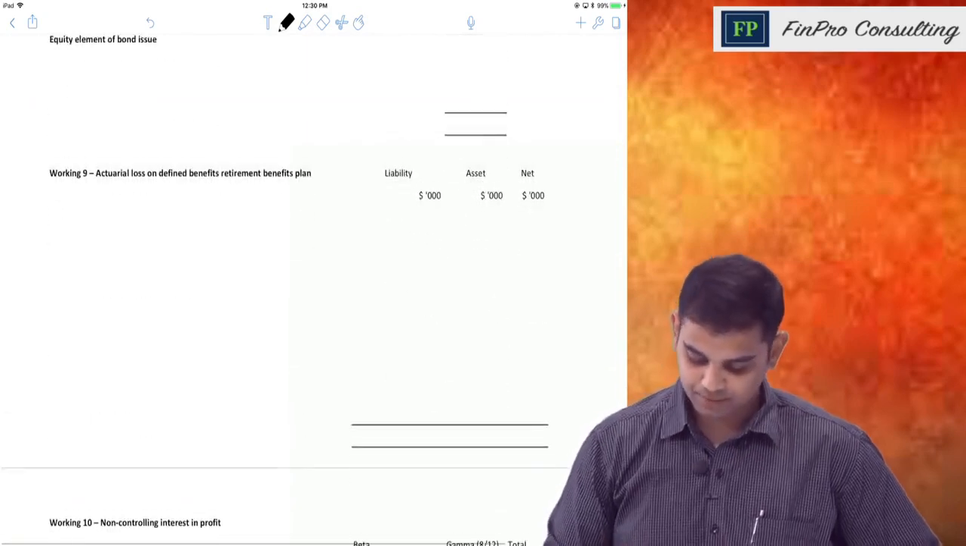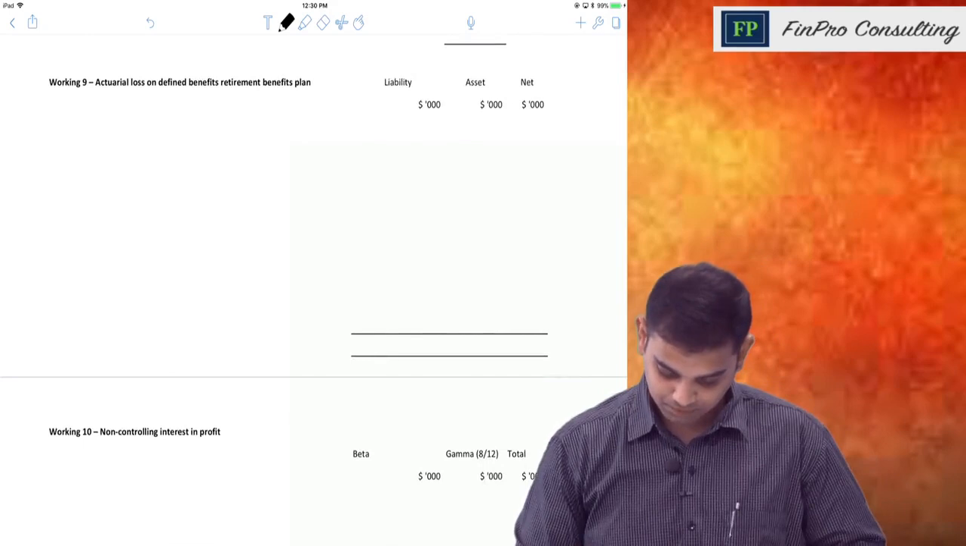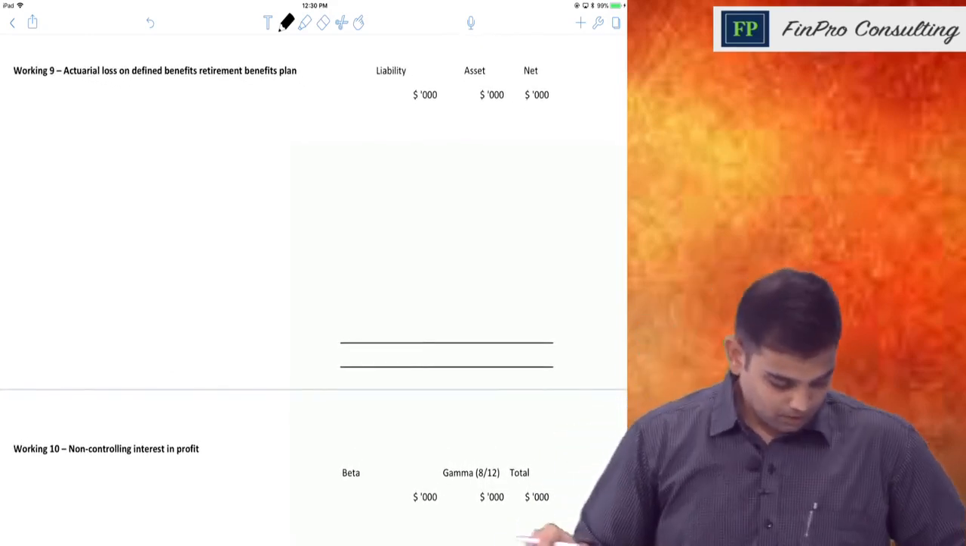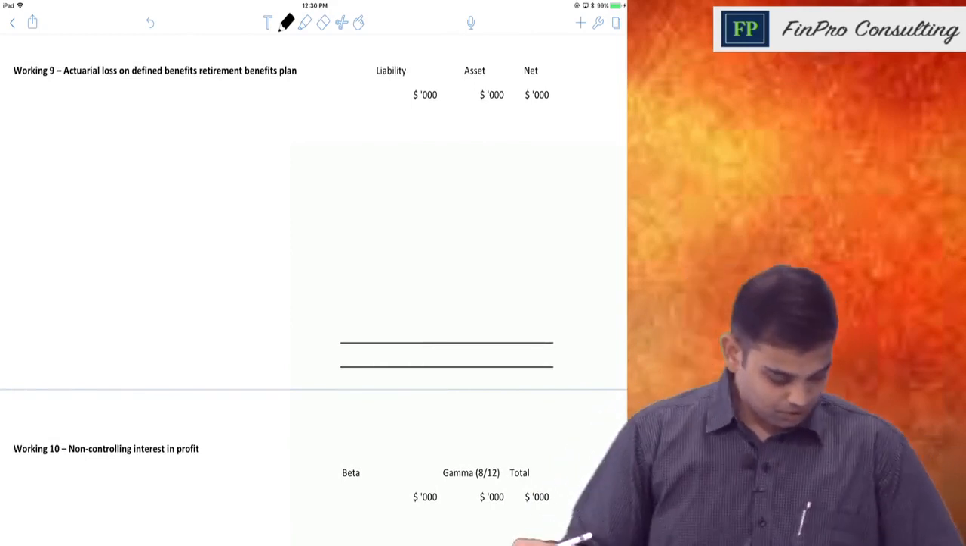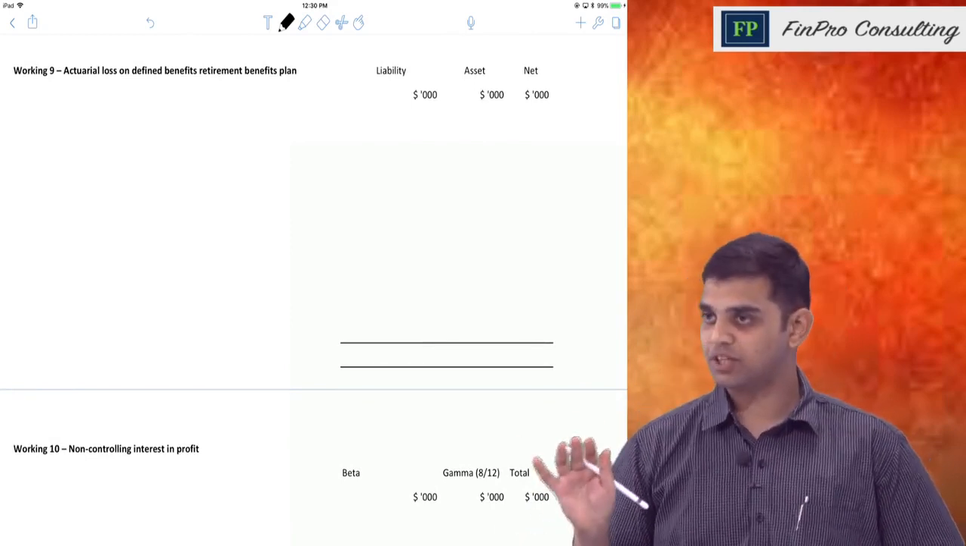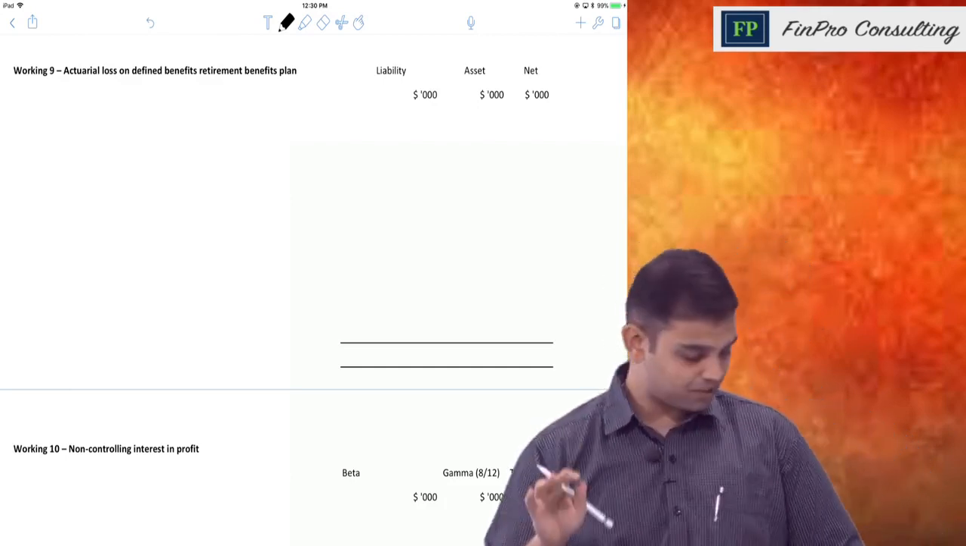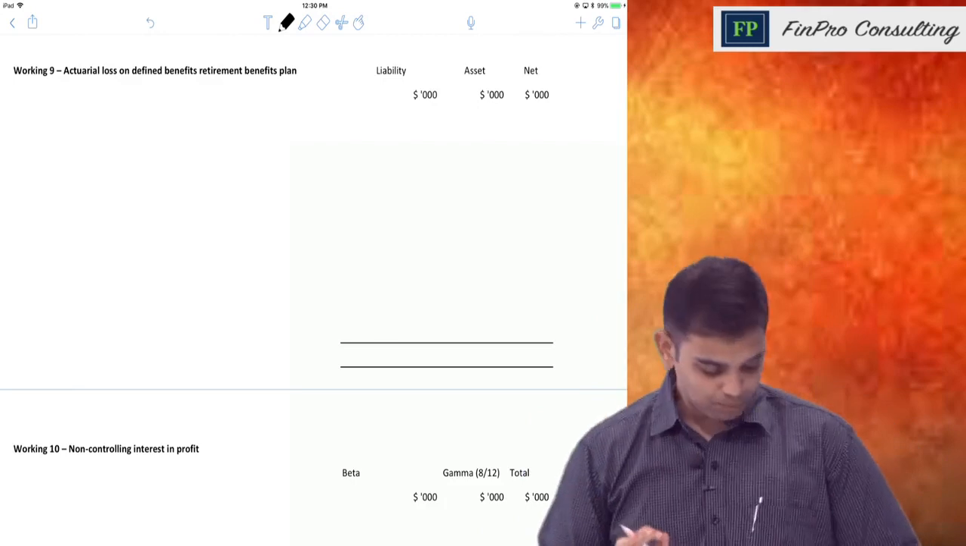Working note number 9. Okay. So we have read, and all the information is given of opening, closing, liability, asset, contributions paid, current service cost, interest rate, everything is given in the problem.